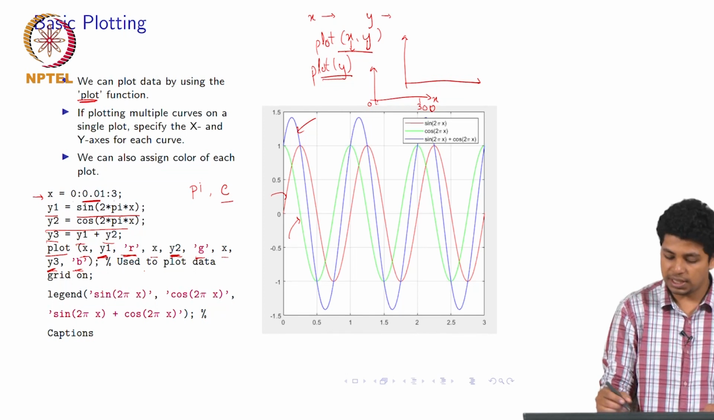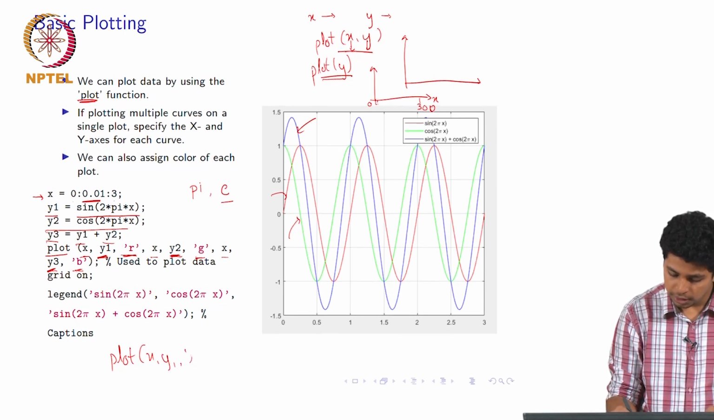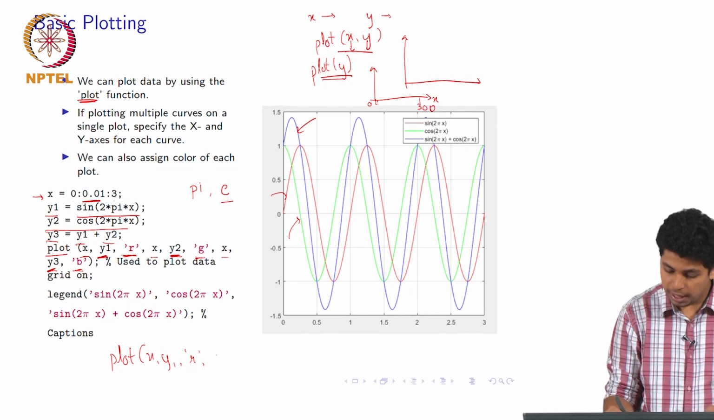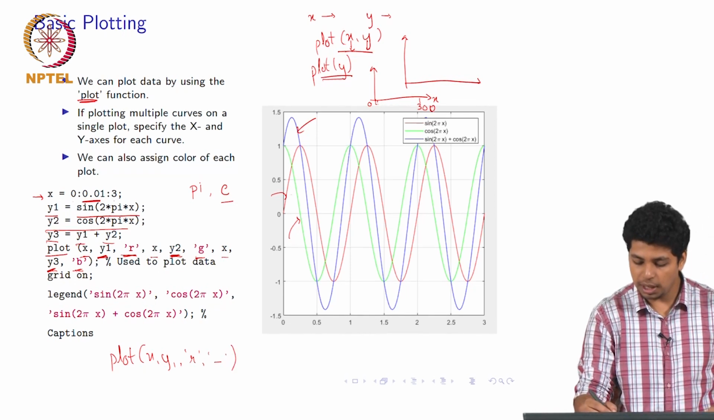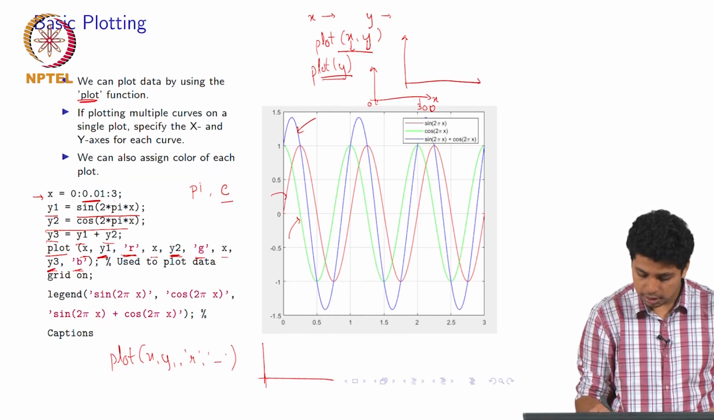So you can plot different data using different colors, and you can also plot different styles. If I put something like this, plot x comma y1 comma in inverted commas r, and if I also put a dash or a hyphen here, it will give me a dashed plot instead of a continuous plot. So this one will give me something like this.